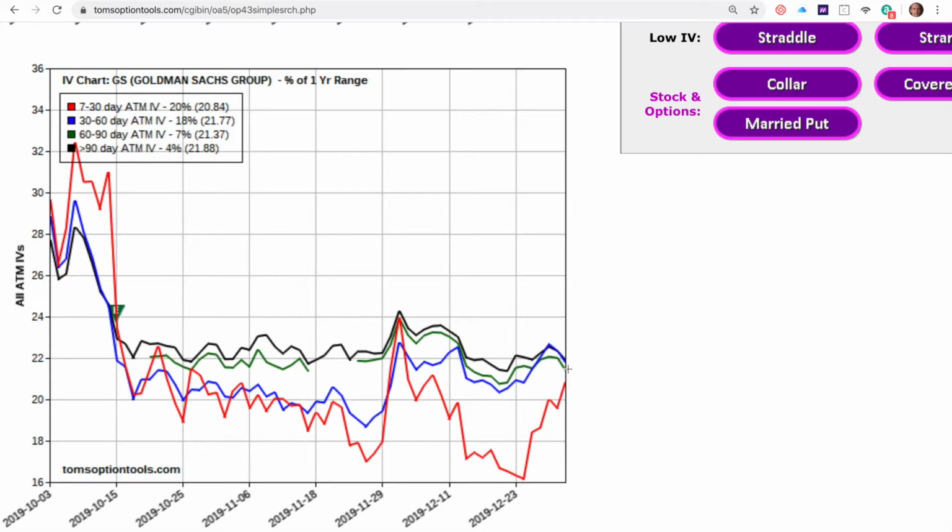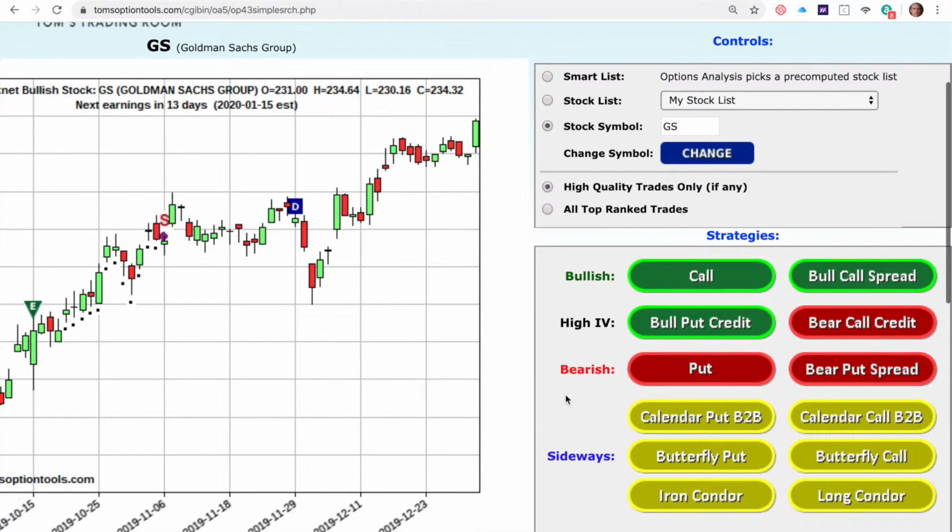Just looking at the picture, you can see that the IV is down here when it's been as high as there, and that would constitute low implied volatility. So having answered that question, then I can come up here and select something bullish. So I could select a call or a bull call spread.